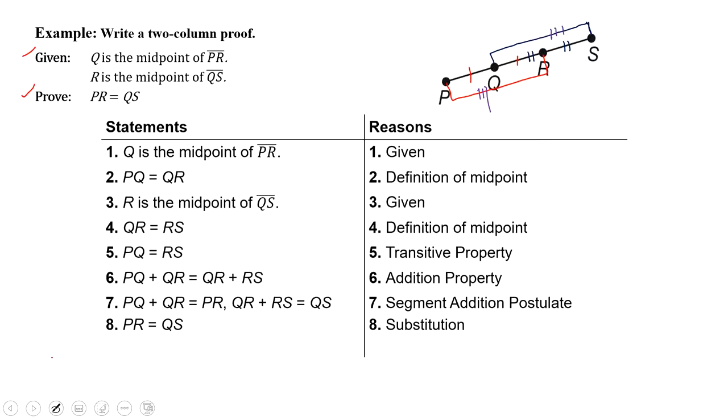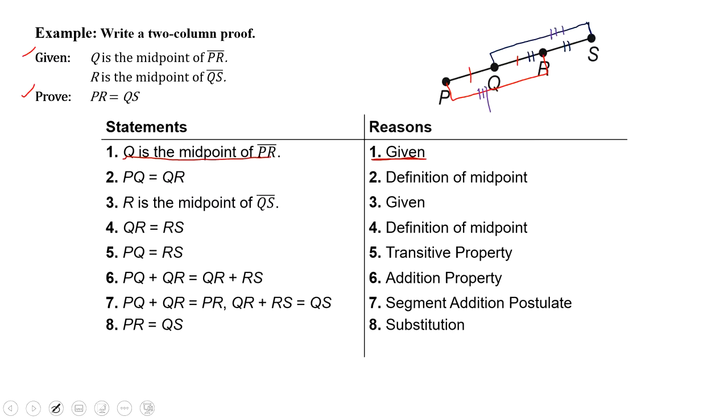What I mentioned yesterday in the flow proof, and then also with this one, is your first statement is always going to be either all of your givens or one of your givens. So in this instance, we're going to start with just one of the givens. Our given statement: Q is the midpoint of PR. Our reason is given. We were told that, so we don't have to do anything about that.